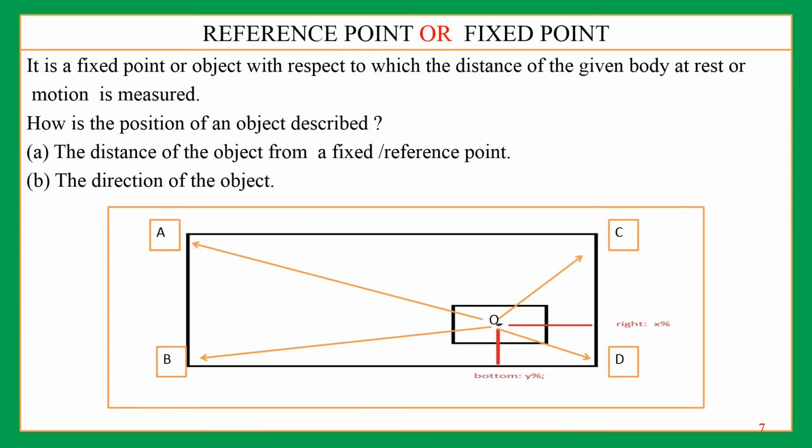Now in the previous slide we were talking about the fixed point or reference point. What is a reference point or a fixed point? So here we are going to discuss the reference point. In this example you can see this point O is fixed. This point O is taken as the fixed point, and we are talking about the positions of bodies C, D, A and B. Here body C is said to be at rest because the distance between C and point O is not changing. In the same way the distance between A and O is not changing. So these two are said to be at rest.